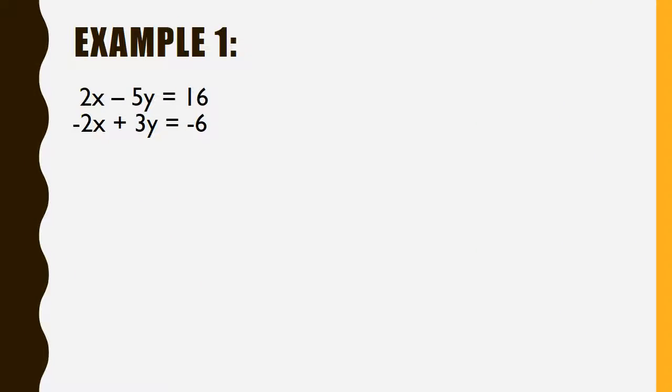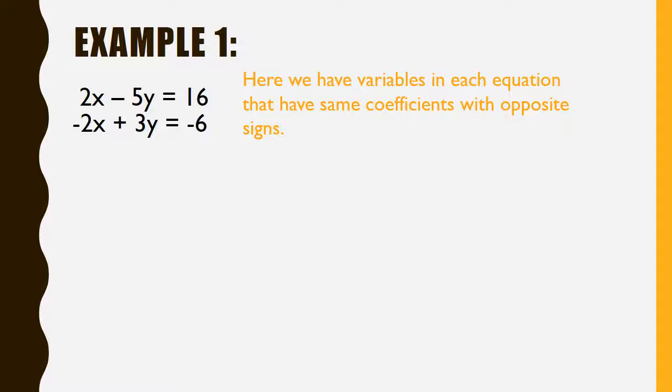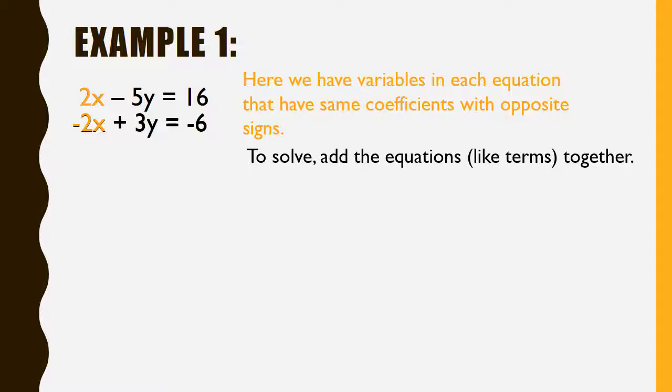Example 1, we have 2x minus 5y equals 16, and negative 2x plus 3y equals negative 6. So this one's quite obvious: we have x's with the same coefficients but opposite signs. So this is a pretty easy elimination. To eliminate, we're going to add these two equations together. We're going to get those like terms added up together.